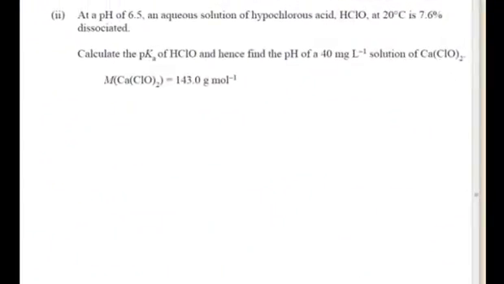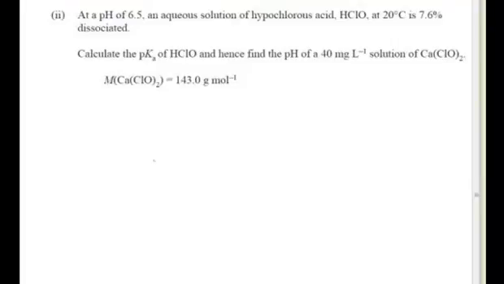Right, in this question we're being asked to work out a pH, but we have to work out a pKa to start with. We're told that at a pH of 6.5 an aqueous solution of hypochlorous acid is 7.6% dissociated, and we need to calculate the pKa and hence find the pH. So the first thing we need to find out is the pKa.